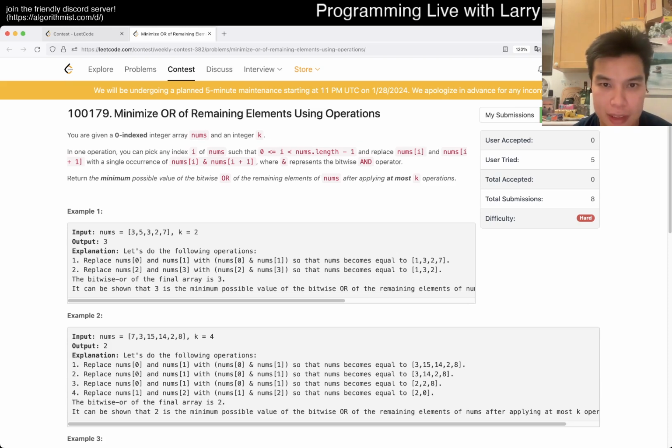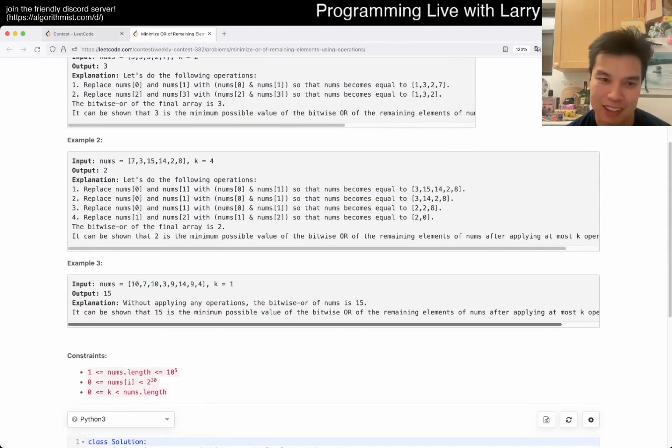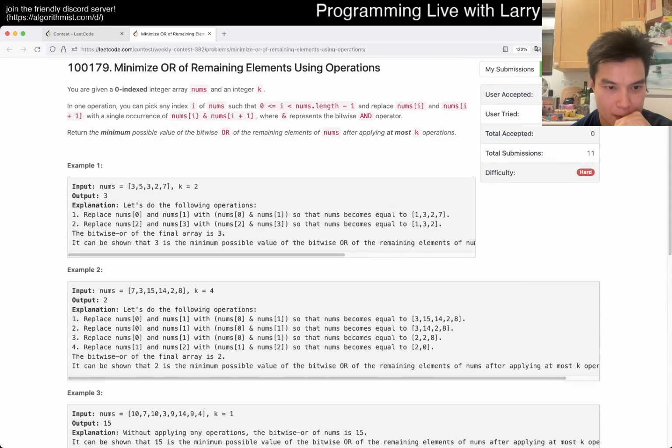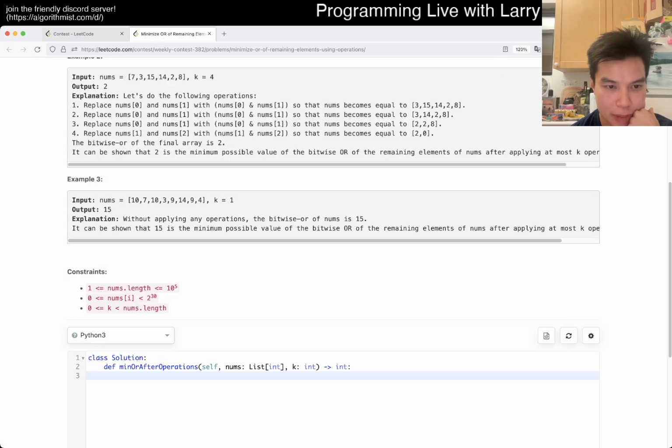Okay, any i, and replace nums of i and nums of i plus 1. So you merge things together with a bitwise and. This 8-pointer, geez. Really sucks that I got the problem wrong, because it means that not a lot of people are going to get this one, but we'll see. K could be pretty big.